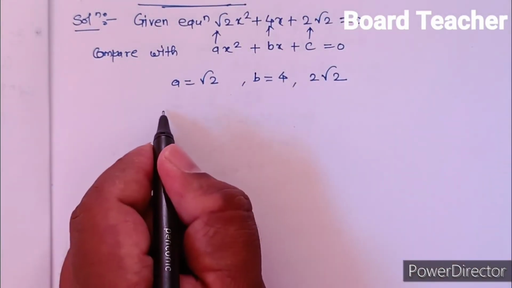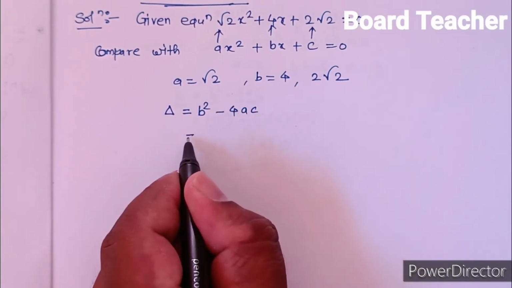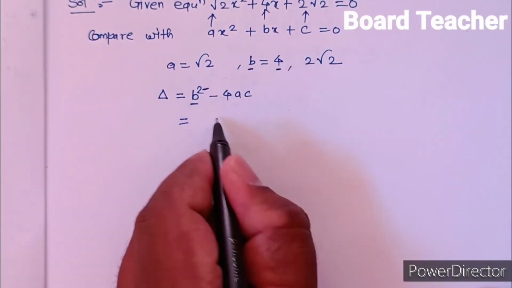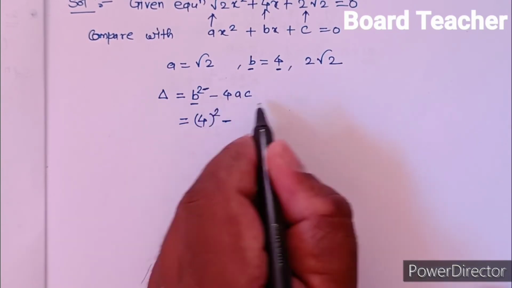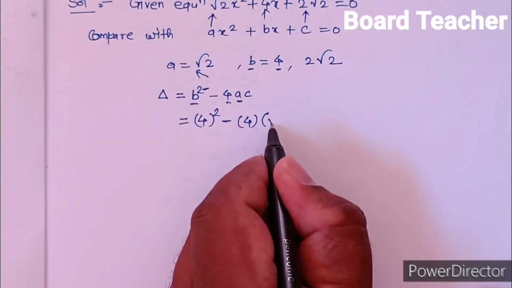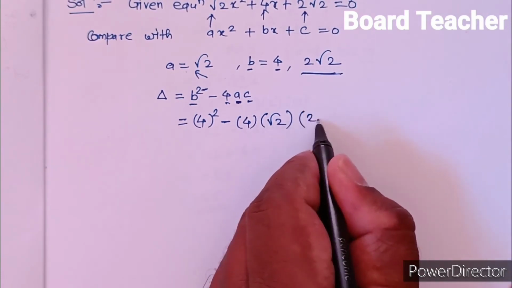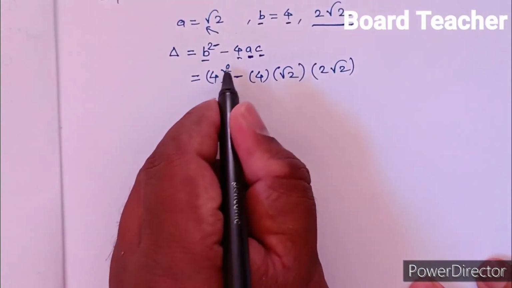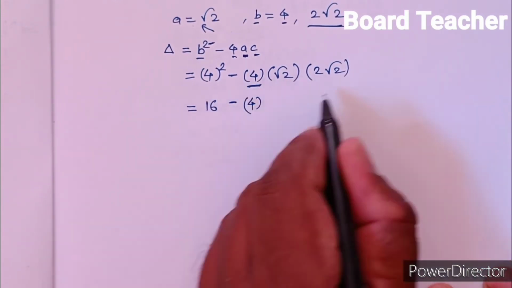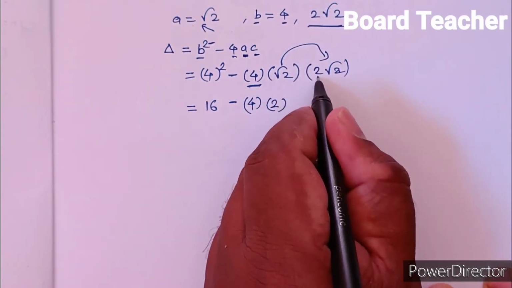Now by using the formula, delta equals b square minus 4ac. The value of b we get is 4, therefore square of this 4, that is 4 square, minus 4 as it is. The value of a we get is root 2, put root 2 instead of a. The value of c we get is 2 root 2, put 2 root 2 here. Now the square of 4 is 16, minus 4 as it is. Here root 2 into root 2 will be 2, and this 2 as it is.